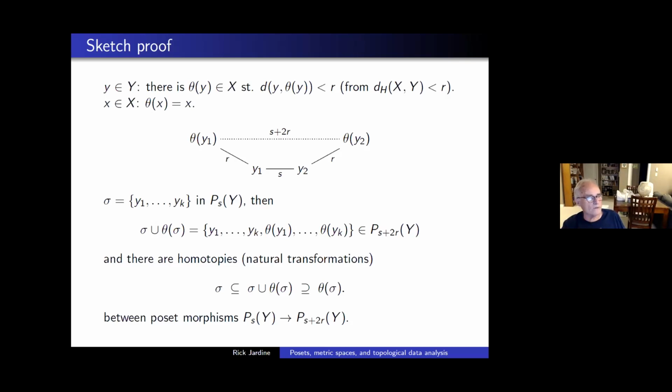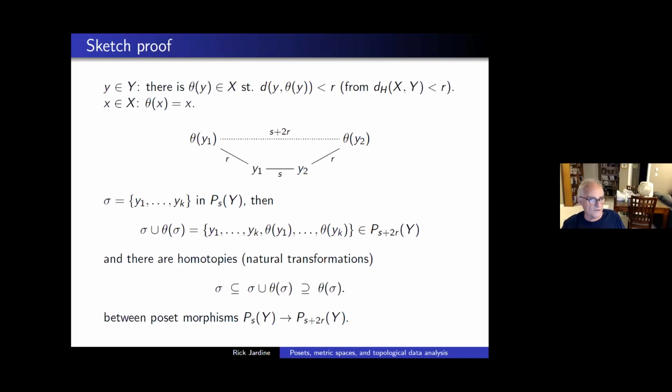So let's start with just some element sigma of PS of Y. In other words, a collection of elements which are distance less than or equal to S apart. And I apply this function theta to it. I get a bunch of elements, and I can take the union of those two sets inside Y. And that's a picture of it. Now, there might be repeats in the list that I've given on the board, but you remove them. And so you have this union subset, sigma union theta of sigma, and the distance between any two elements in there is less than or equal to S plus 2R.